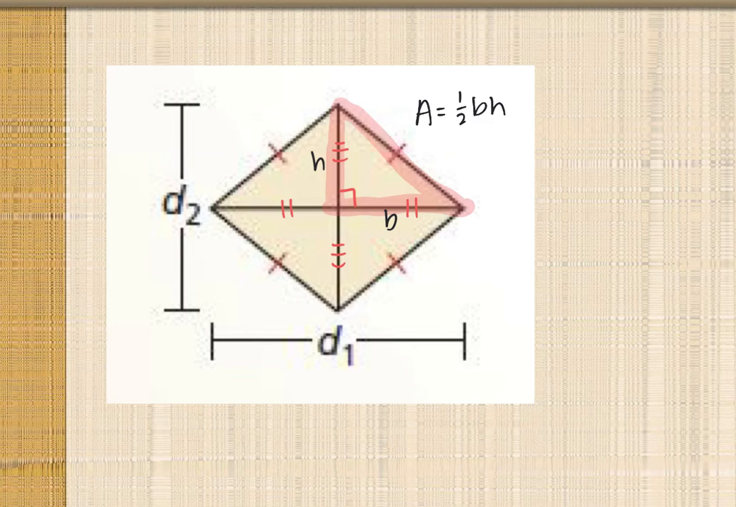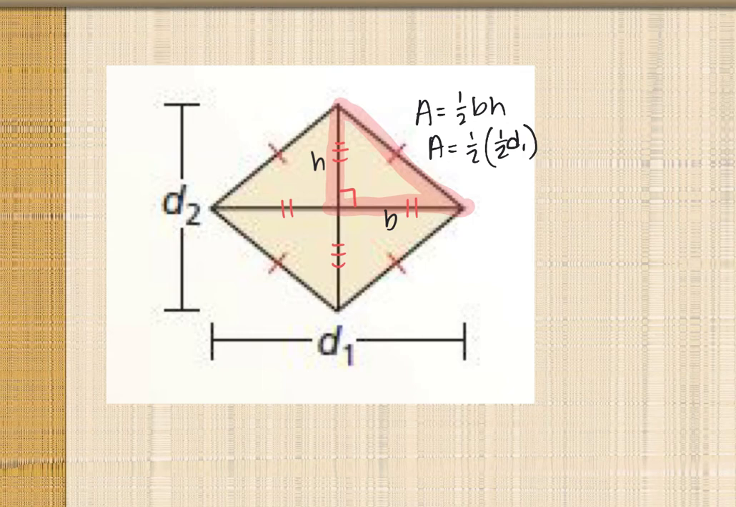Now, let's try to write the base in terms of the first diagonal. Our base is the same as what portion of our first diagonal? Very good, half of it. So let's write that in there. Our area is equal to 1/2. Instead of B, we're going to put 1/2 of D1. Do you guys see that? Because diagonal 1 is cut in half. So we're going to say 1/2 times D1.